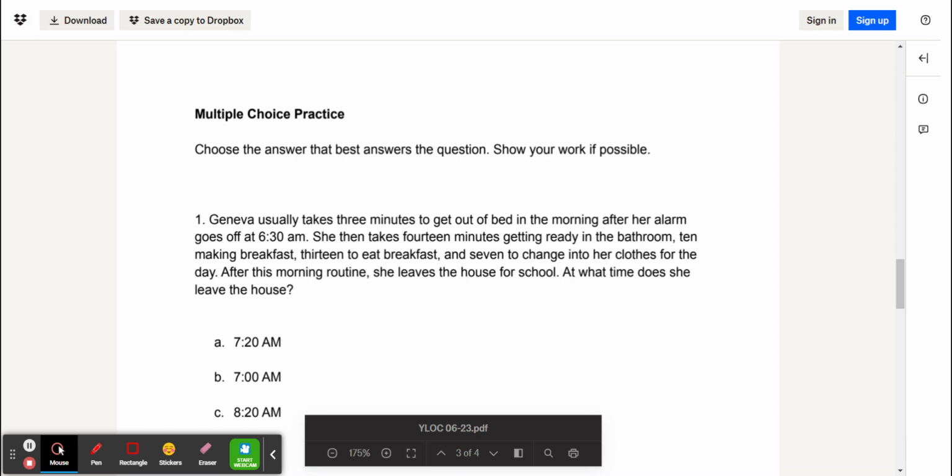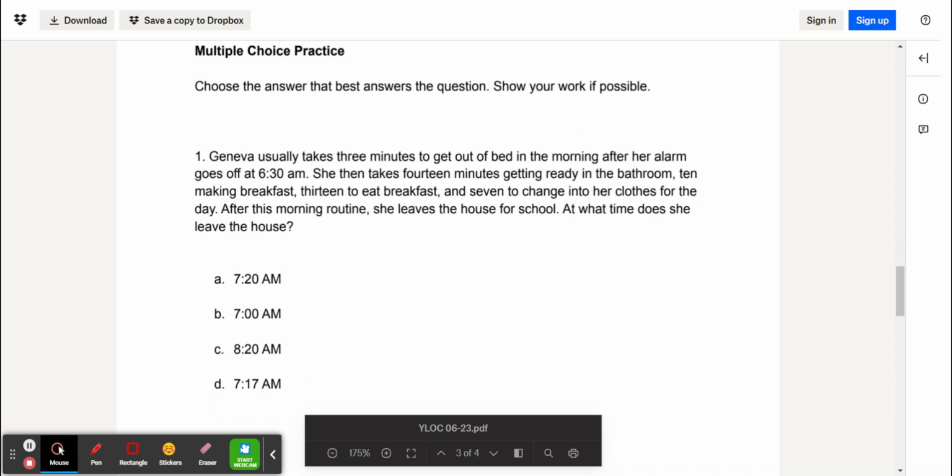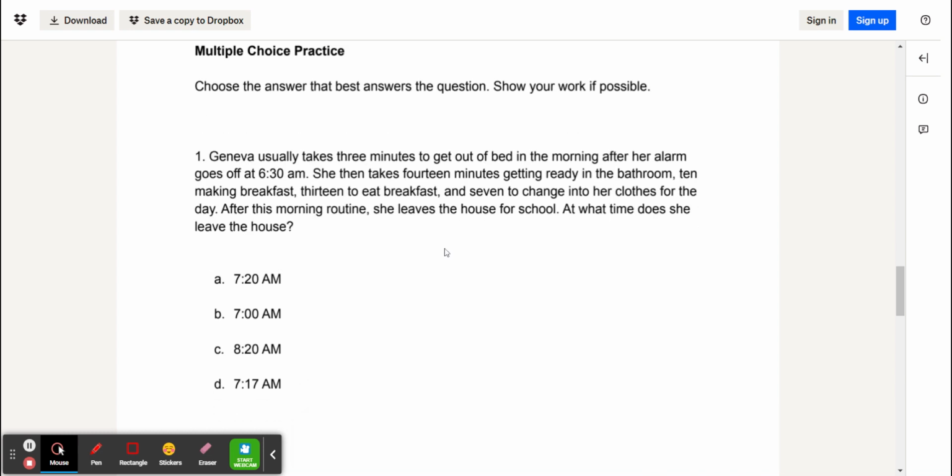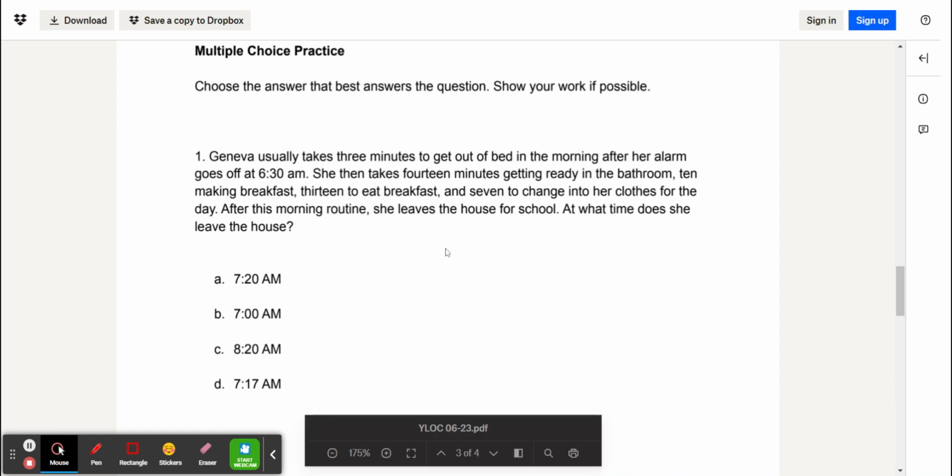Number 1 is Geneva usually takes 3 minutes to get out of bed in the morning after her alarm goes off at 6:30. She then takes 14 minutes getting ready in the bathroom, 10 making breakfast, 13 to eat breakfast, and 7 to change into her clothes for the day. After this morning routine, she leaves the house for school. At what time does she leave the house?